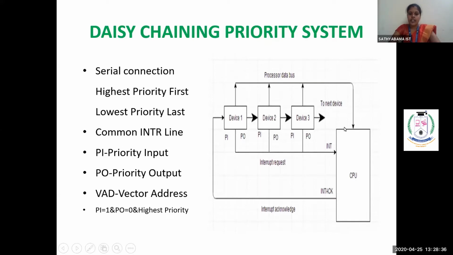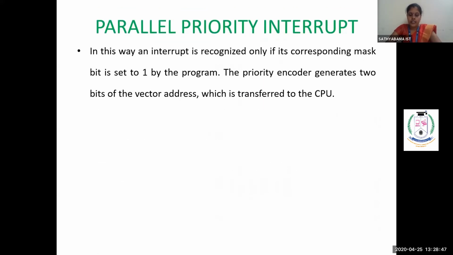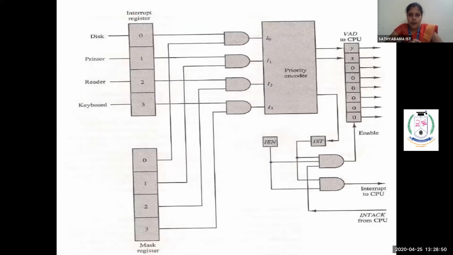Through the VAD line, it is going to the CPU. Understood now? What is meant by daisy chaining? Hardware priority system is done, we'll move on to the parallel priority interrupt. First I'll explain the diagram, then move on to the slides.